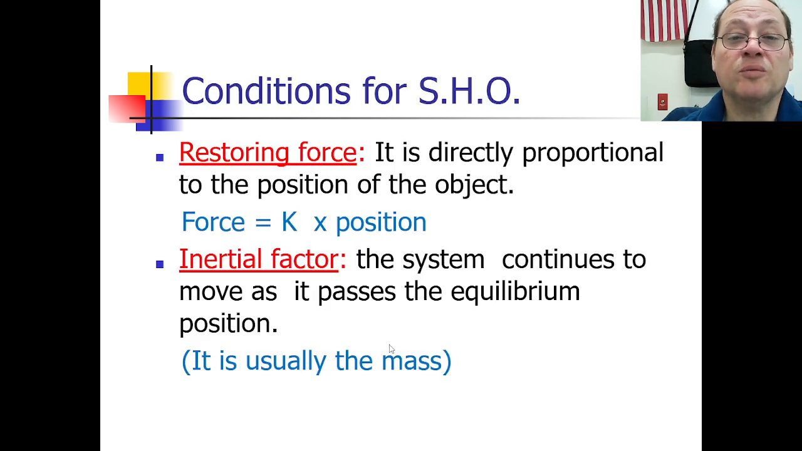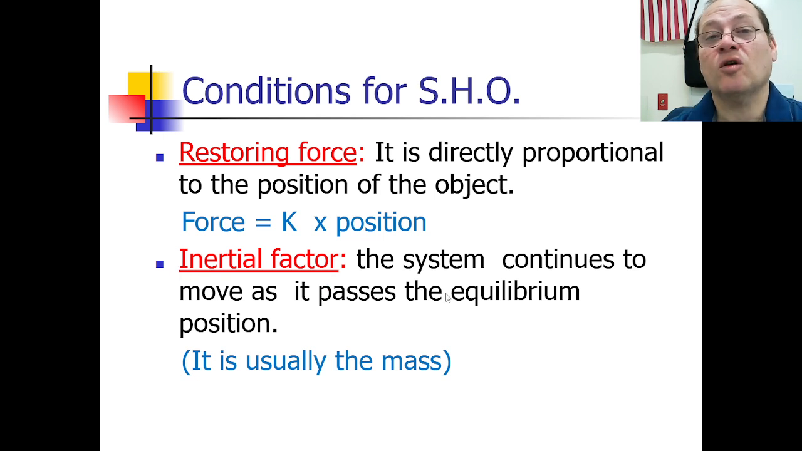There are two conditions for simple harmonic oscillations to be present. You have to have a restoring force that takes the object back to equilibrium. That restoring force should be proportional to the position of the object. And you have to have also an inertial factor represented by the mass. When the object reaches the equilibrium position, it keeps moving to the other side, and then the process becomes cyclical.